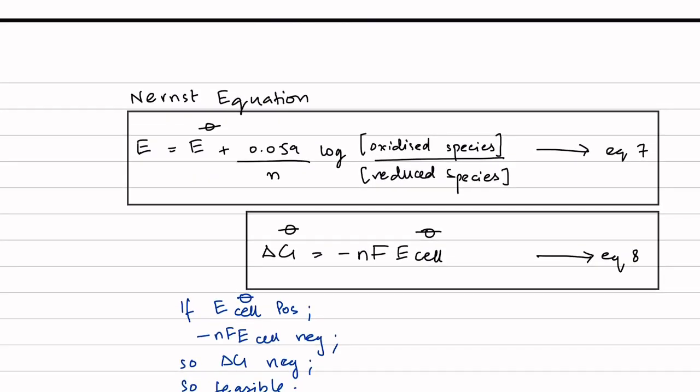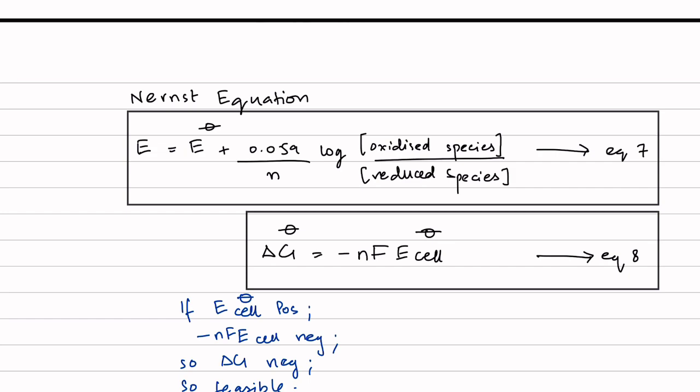Then we have the Nernst equation, which is equation 7, which is used when the cell potential has to be calculated, but the concentrations are not 1.00 mole per dm³. So you put the concentration of the oxidized form divided by the concentration of the reduced form, and then you take the log and then you put it in the net equation.